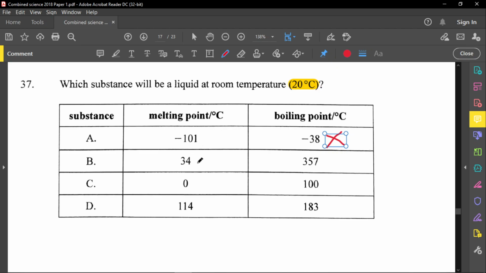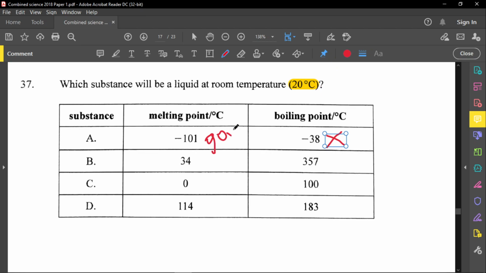For B, it is melting at 34, which means it is a solid at 20 because it only started to melt at 34. That means at 20, it was a solid. So this is not true. So this here will be a gas at 20 degrees Celsius.